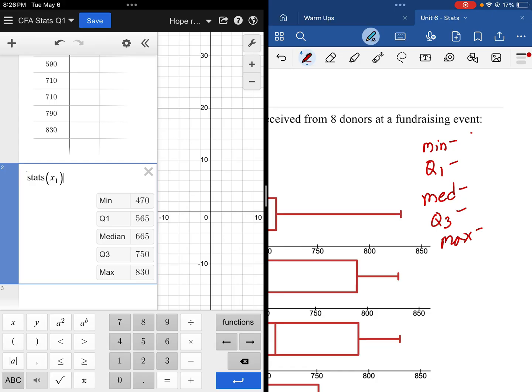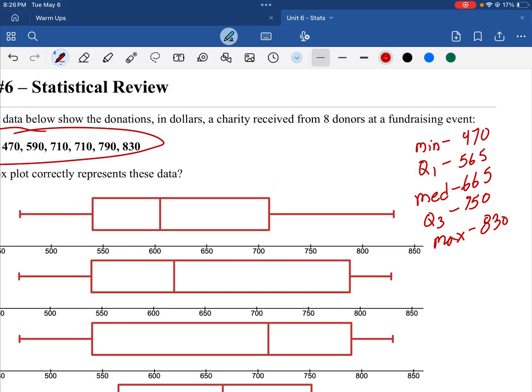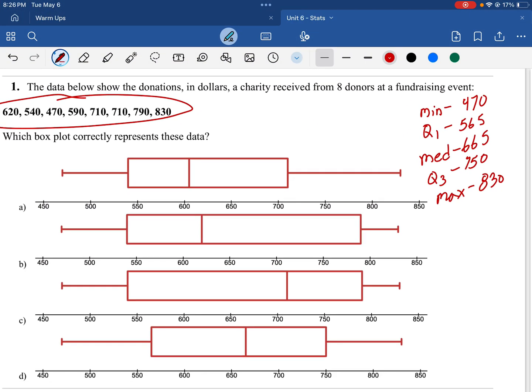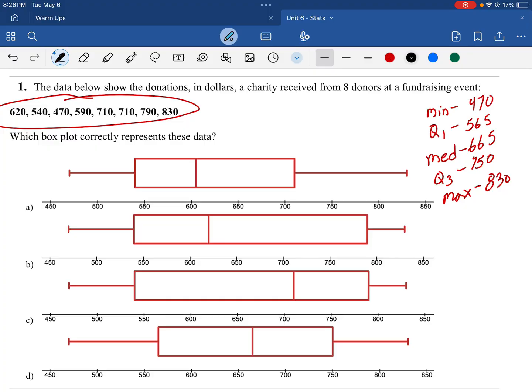Okay, so we have our numbers. Our minimum was 470. Our Q1 was 565. Our median was 665. Our Q3 was 750. And our max was 830. So let's go ahead and look at our graphs right here. We know the min is 470, and it looks like all of them have a minimum of 470, so we can't use minimum to tell these apart. Let's look at maximum, the end. That's 830, and they look like they all end at about 830.